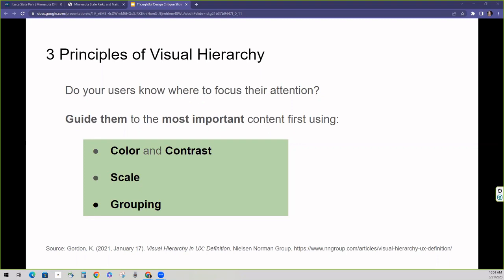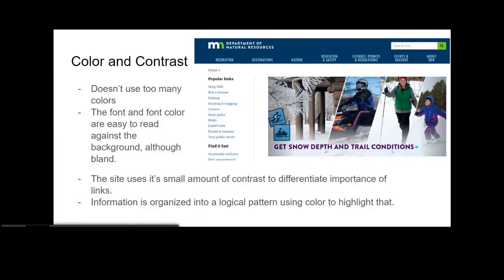Take it away, Brock. All right, so I'm going to focus on a few of the pages that Andrea already showed us, from the aforementioned visual hierarchy, the focus of which is based on three components: color and contrast, scale, and grouping.